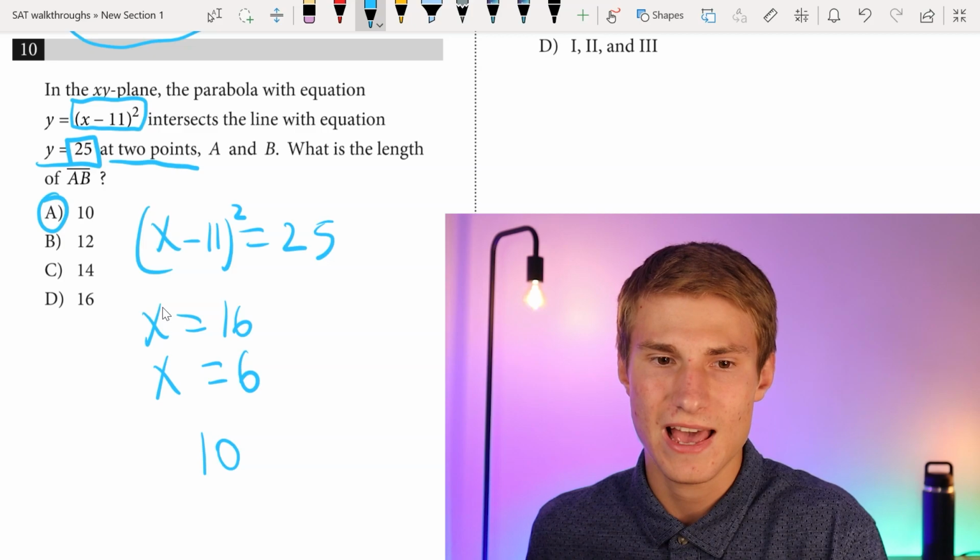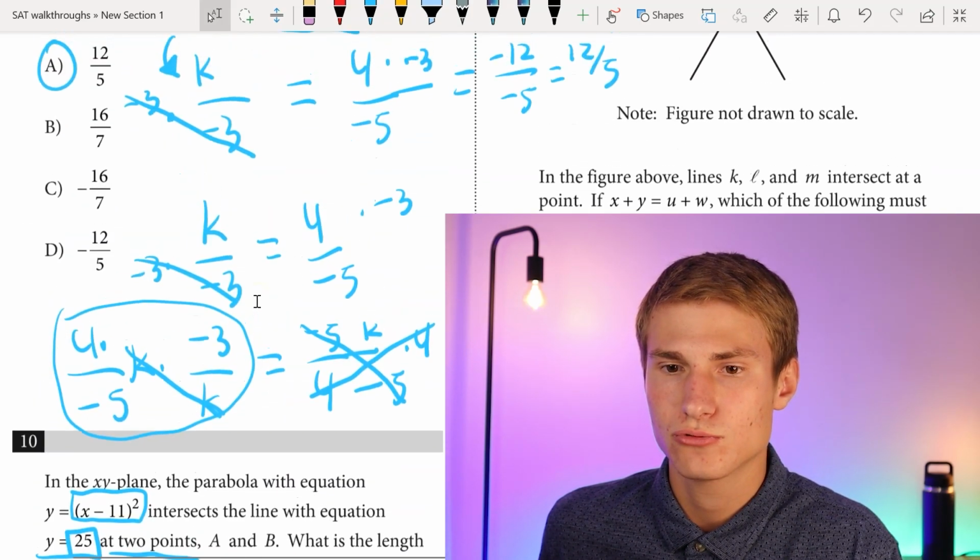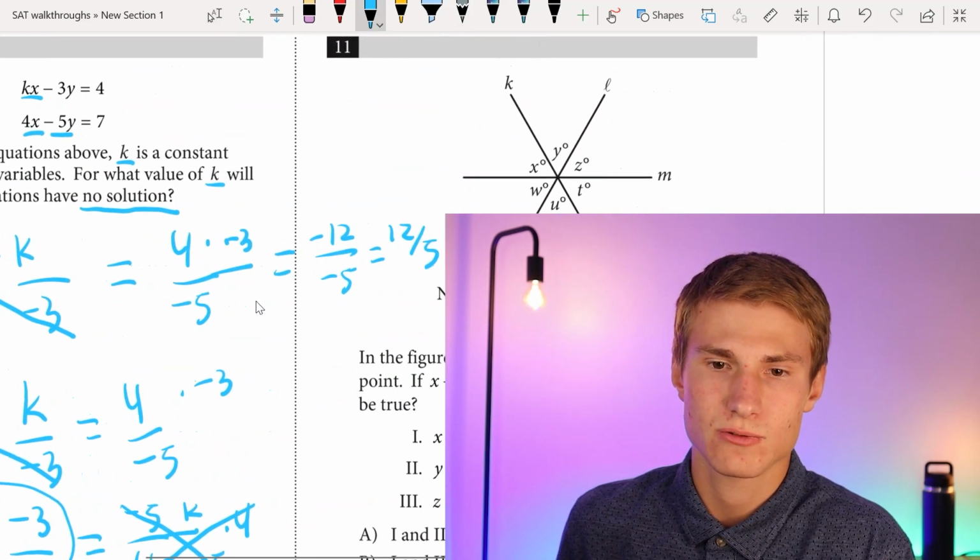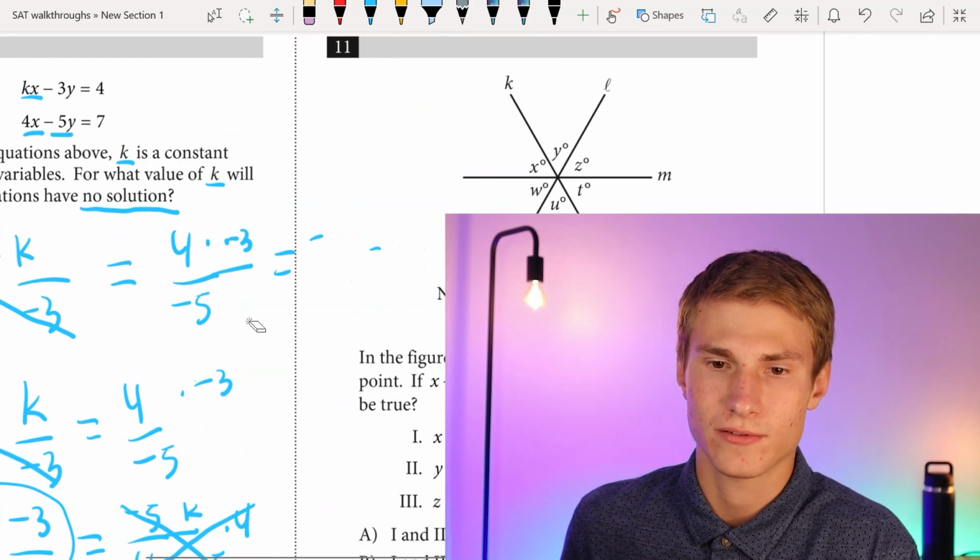Either way, the answer is going to be answer choice A. All right, moving on to number 11. I'm going to erase some of the work that I did for number 9 so you can see number 11 a little bit better.